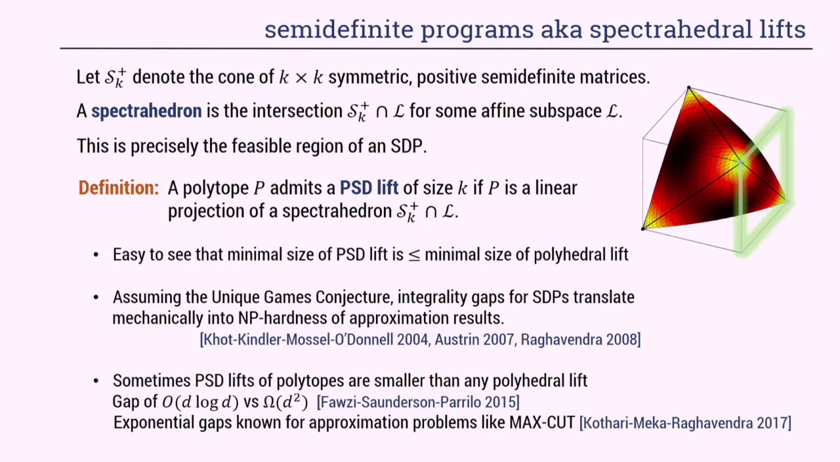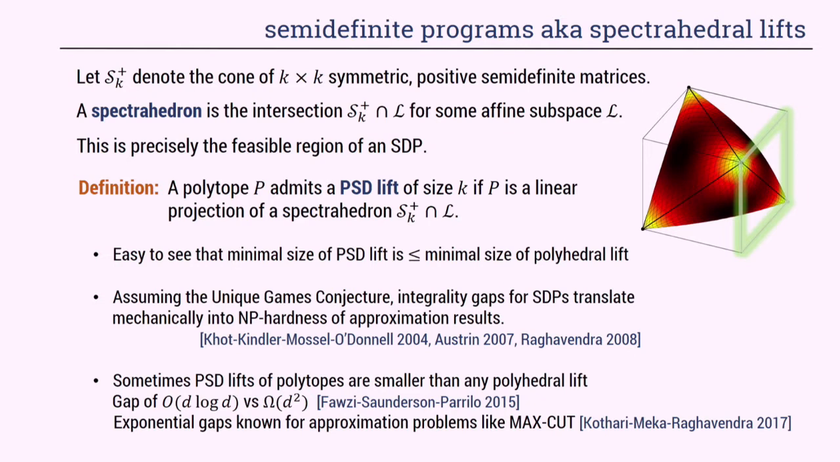But the real power of these things, where we know that significant gaps exist, is that for approximation problems, we know that SDPs can be exponentially more efficient than linear programs. So for max cut, in this recent work of Kothari, Meka, and Raghavendra, they showed that no sub-exponential size linear program can do better than factor 2 for max cut, even though the Goemans-Williamson SDP gets much better than factor 2.